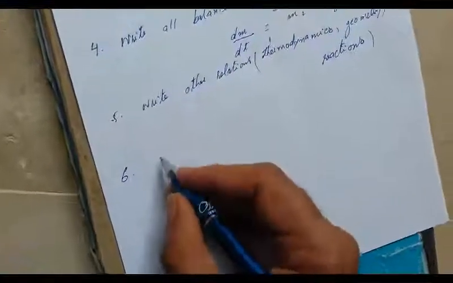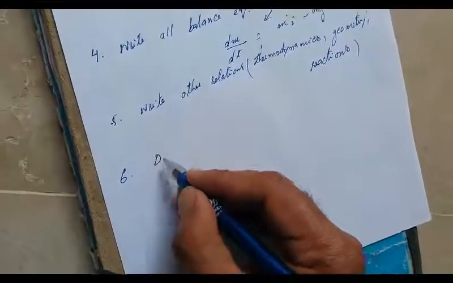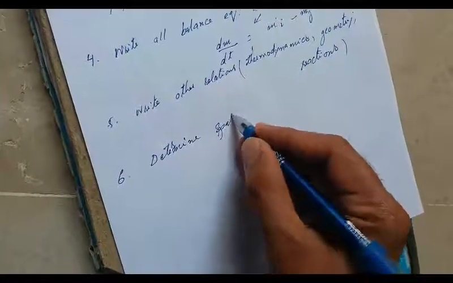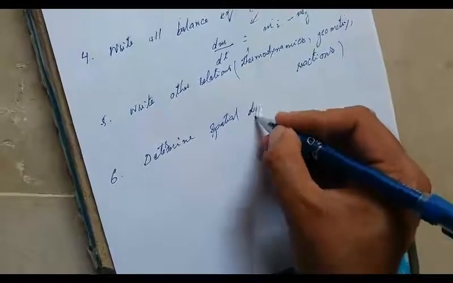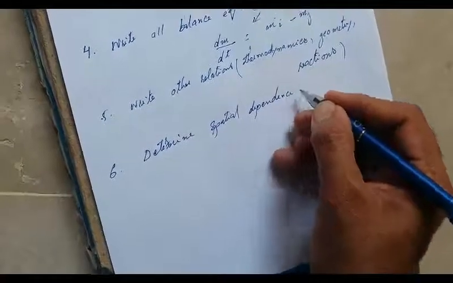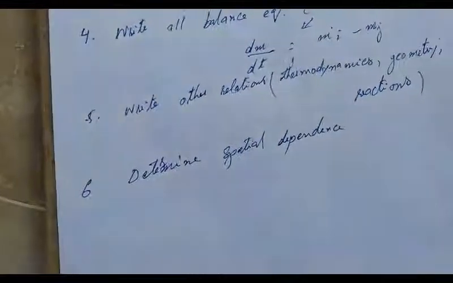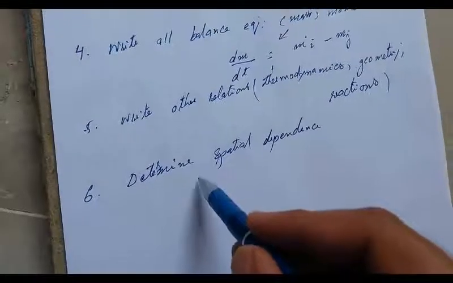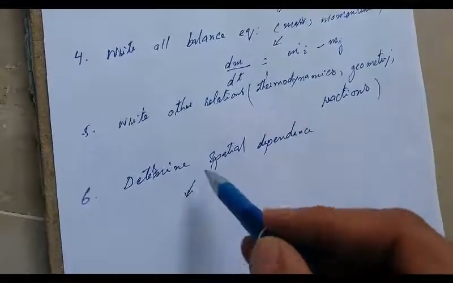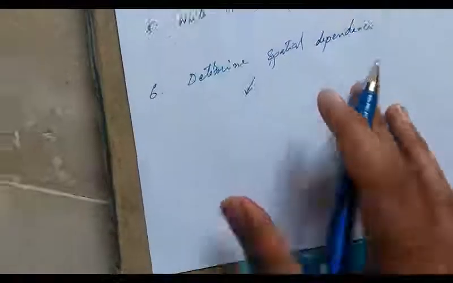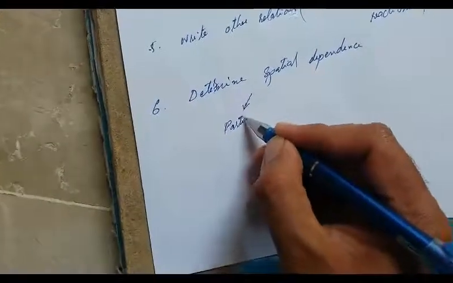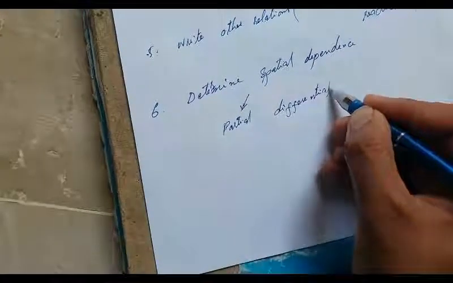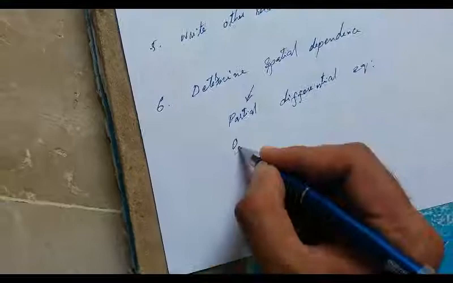The sixth step is to determine spatial dependence. Spatial dependence totally depends upon the complexity of a system. Actually, this determines what kind of differential equation we use in our system. Maybe we use a partial differential equation or an ordinary differential equation.